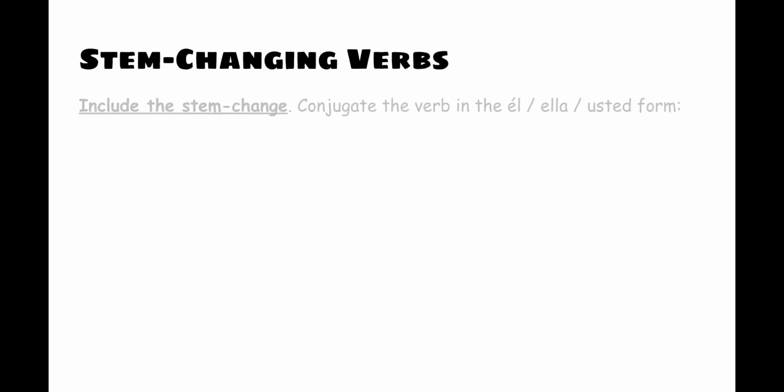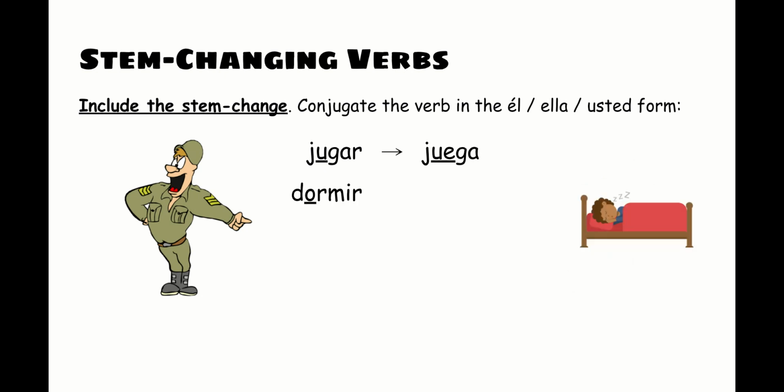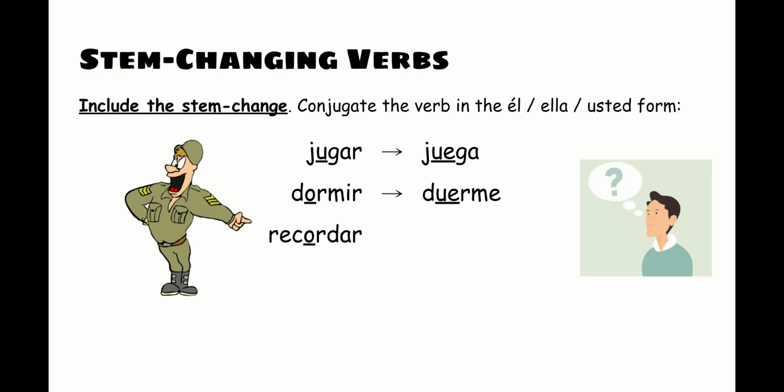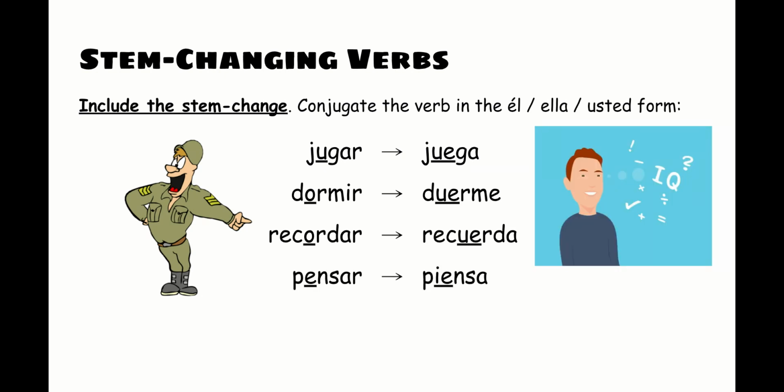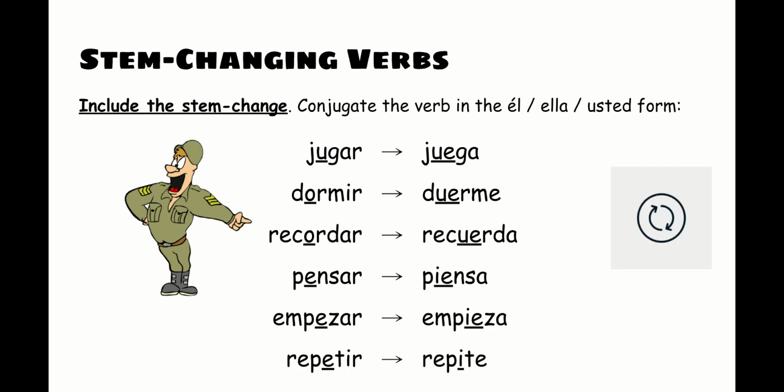With stem changing verbs, it's actually the exact same, only I just want to point out that you need to include the stem change. So if you're telling someone to play, you would include the stem change. You would say juega, play. If you're telling someone to sleep, you would say duerme with the stem change. If you're telling someone to remember, you would say recuerda, remember. Pensar, piensa, think. Empezar, empieza, start. And repetir, repite, repeat.